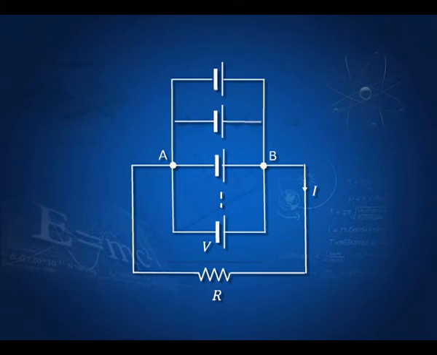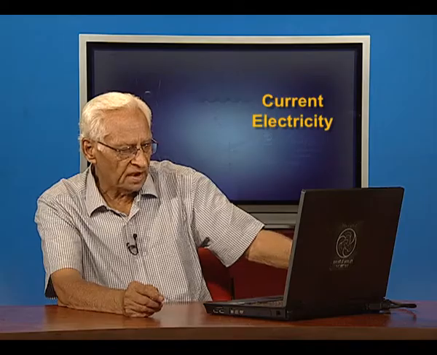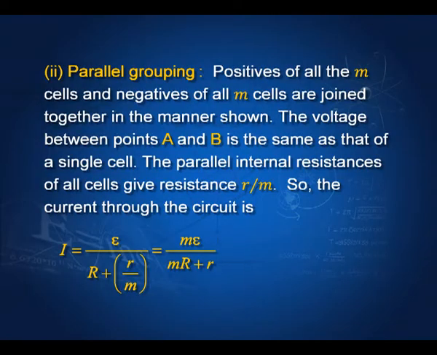they are all in parallel, and therefore, the current is the EMF of one cell divided by R plus r by M. r by M is the total resistance of this. All the resistances are in parallel, therefore, the resistance is r by M, and therefore, I can write this as M times EMF of one cell divided by M R plus r.